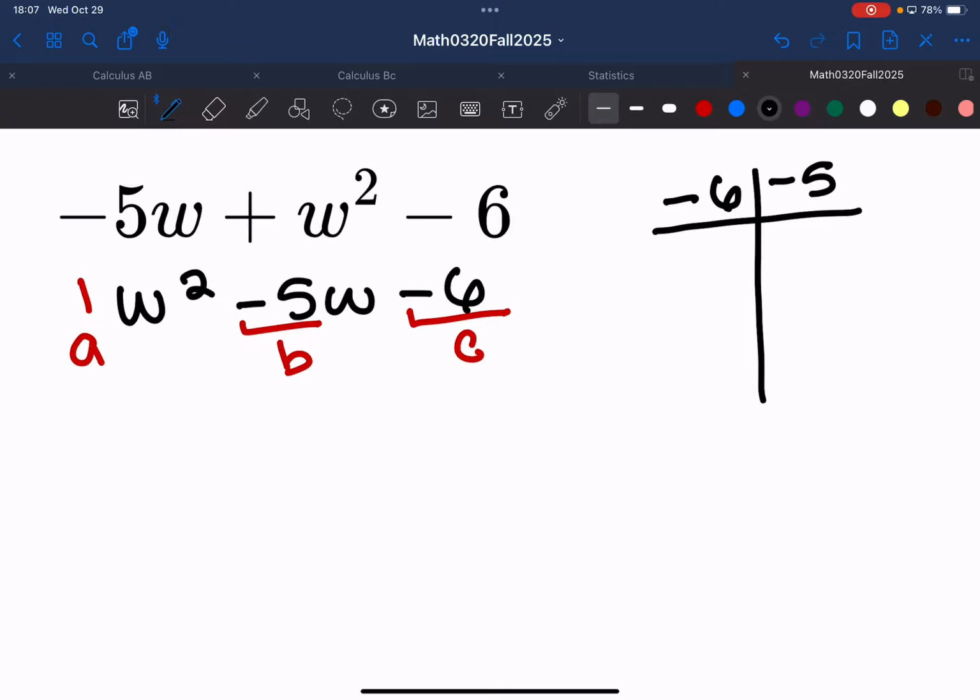2 and 3 couldn't work because it has to be a negative 6. Let's say we had 2 times 3. That means one of them would have to be negative. So the 2 and the 3 wouldn't work. What's another factor of 6?